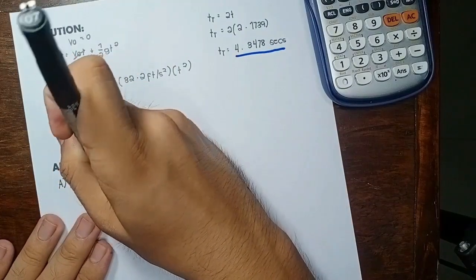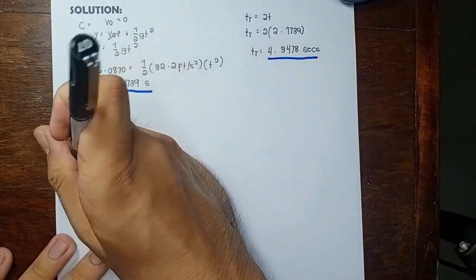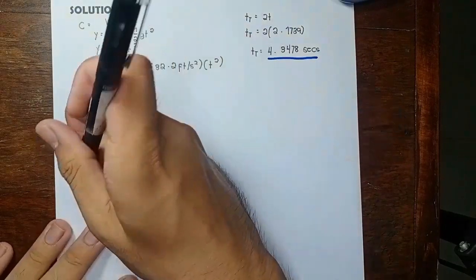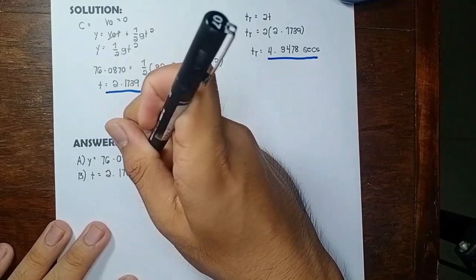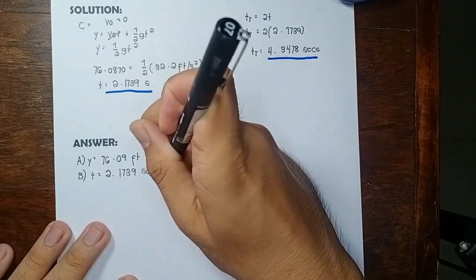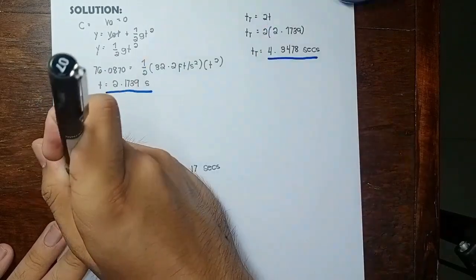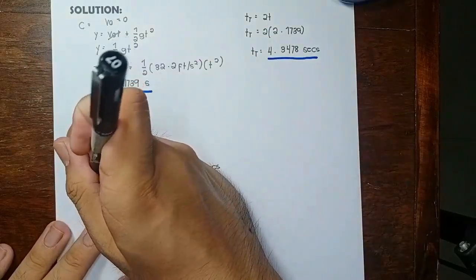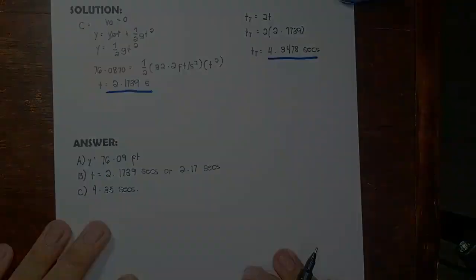For the final answer, at letter A, we've got a distance of 76.09 feet. At letter B, we've got a time of 2.1739 seconds, or just simply 2.17 seconds. And at letter C, the total time that it traveled is 4.35 seconds.